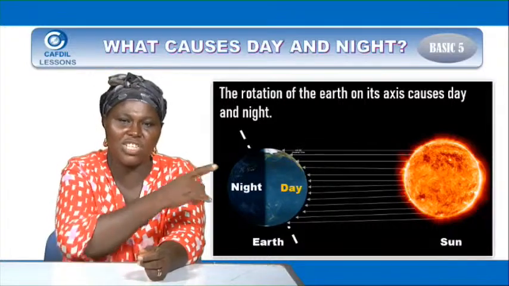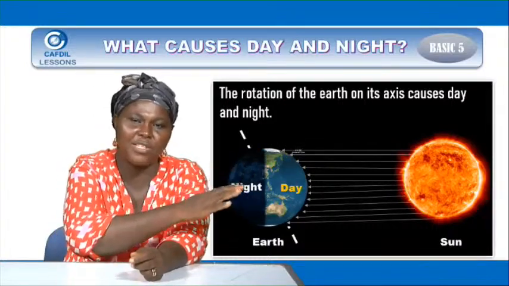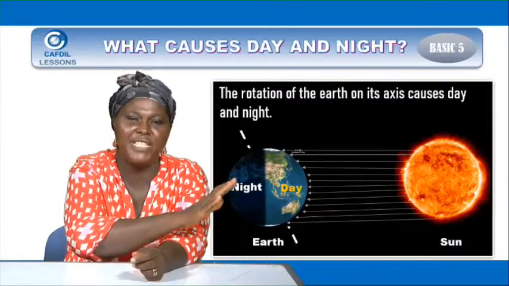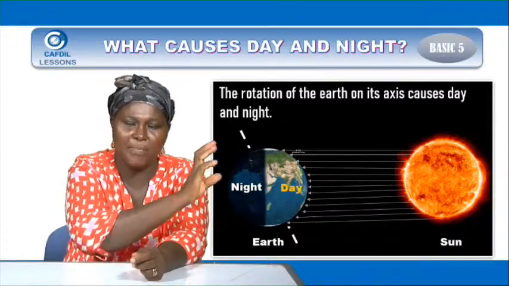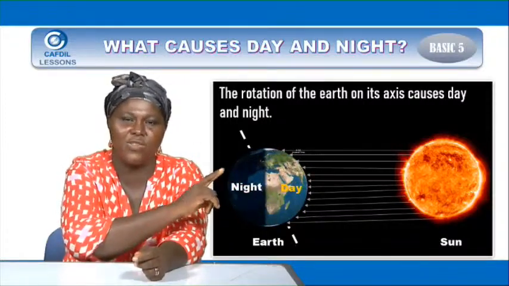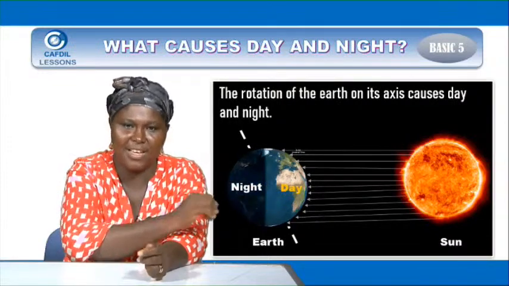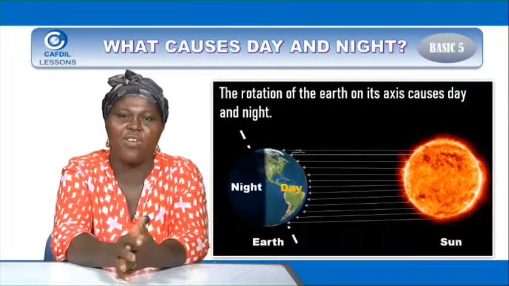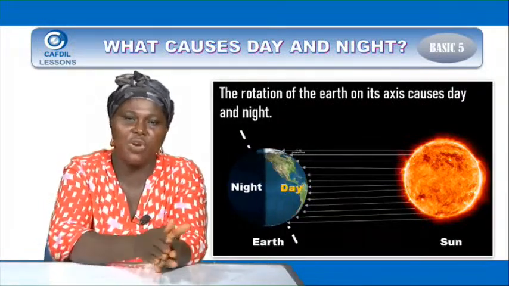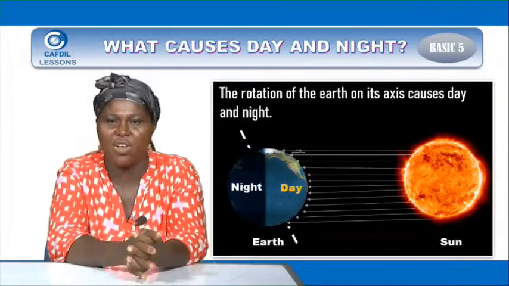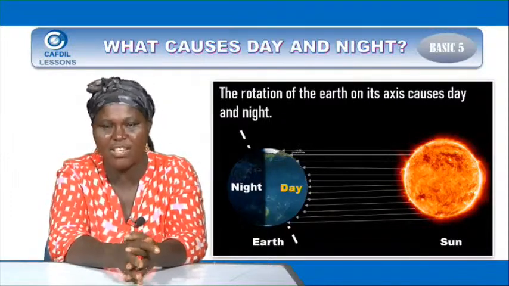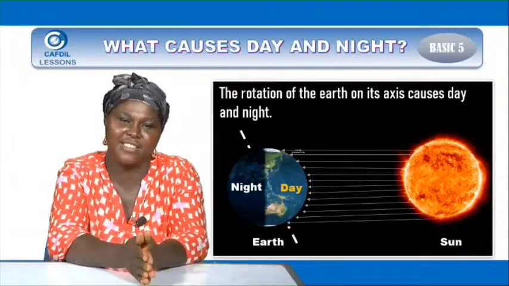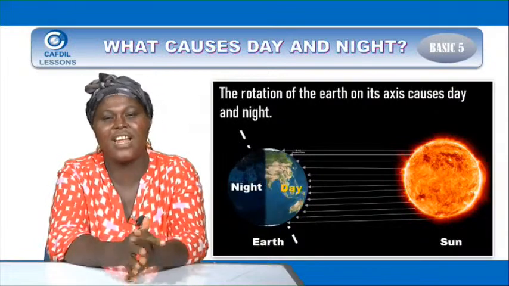So when the sun shines on a part of the earth, they have day. And the part that has no light, no sun, is the night. So the earth rotates on its axis. So the rotation of the earth on its axis causes day and night. Let's look at another one.